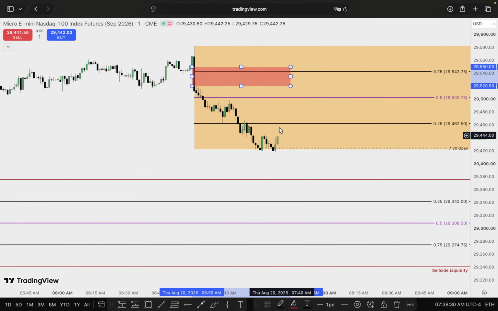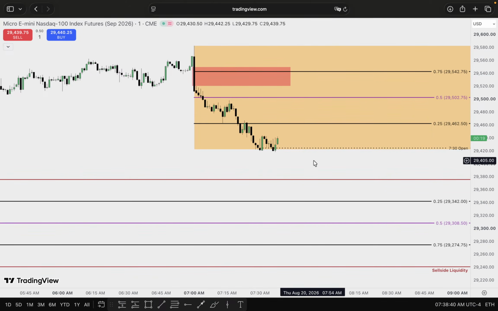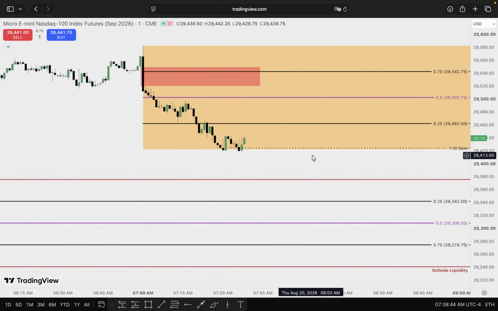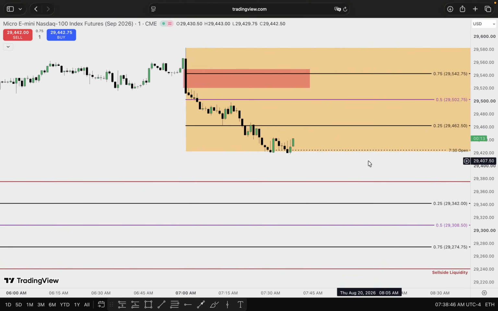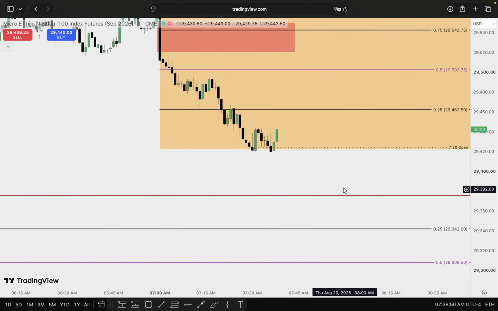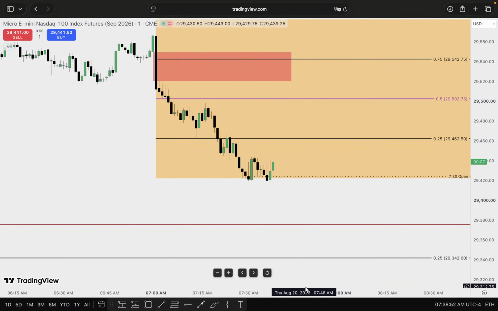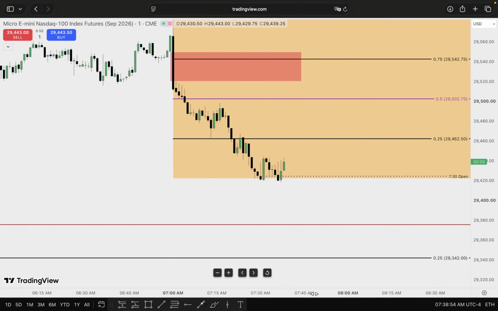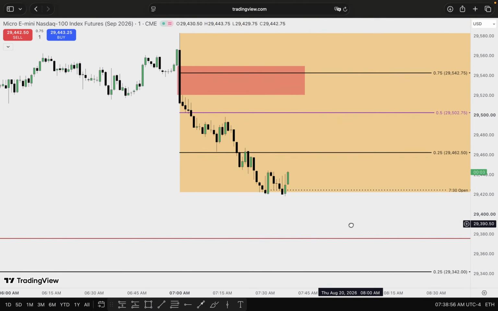7:38. We still got some time for price to want to get up here if it wants to. And then we can look to trade it down into these levels for a continuation. So let's see if we get up here. All right, there we go.